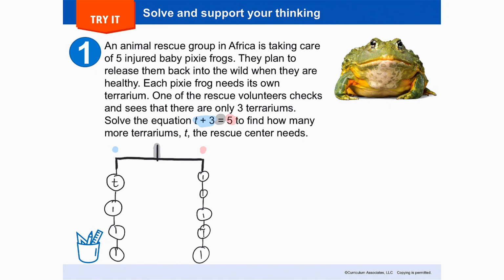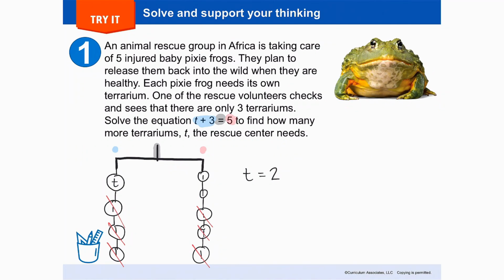Okay, so what we're going to do is balance it out. So we need t to be by itself, or have the same amount on either side of the hanger. That means I want to get t all by itself. So what I would do to balance it out is cut off 3 of these and cut off 3 of these. So I'm removing 3 here to get t by itself. To balance it, I'm going to do 3 over here. That leaves us with t equals 2.